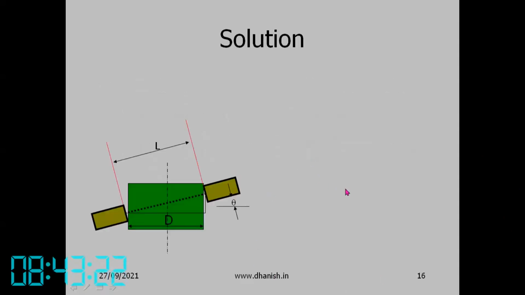So total error. You have to understand the situation and draw the situation neatly to identify what is the formula for the true length. So the true length is capital D. So the misalignment angle is theta degrees.